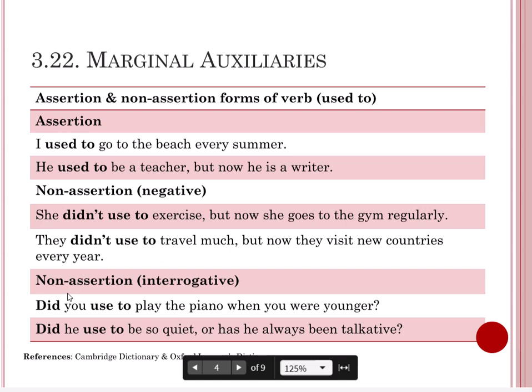In case of the non-assertion interrogative, in cases of questions, it is either possible to use again the do construction or to depend on the subject-verb inversion using only the marginal modal auxiliary without do construction. So it is either to say, did you used to play the piano when you were younger? Or you may say, used you to play the piano when you were younger? Same goes with the second example. Did he used to be so quiet, or has he always been talkative? And the other way would be, used he to be so quiet, and the rest of the sentence.